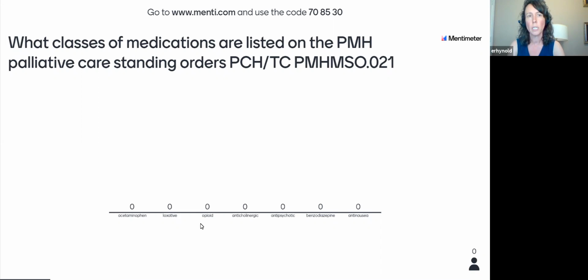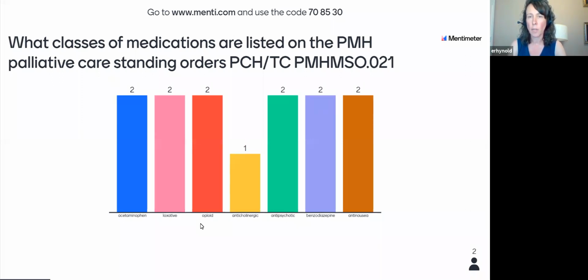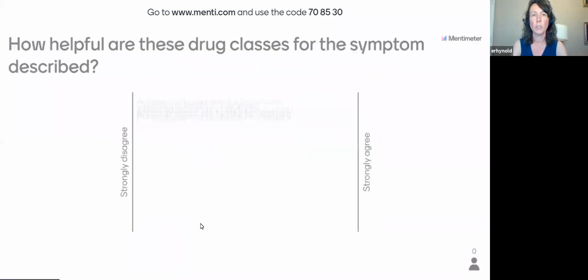The first participation is what classes of medications are listed on the PMH palliative care standing orders for personal care home and transitional care. That's PMH MSO 021, and we've got some people who are technologically savvy who have been able to participate already. Either you are going with the crowd or are familiar with the standing order set, but the crowd has it that in fact, spoiler alert, all of these classes of medications are on our palliative care standing order set here in PMH. More of you are welcome to join. We're just going to move on in the interest of time.